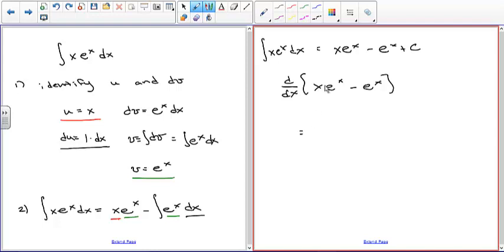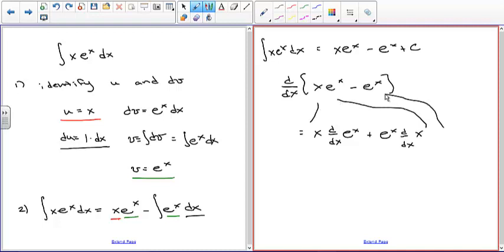So if I take the derivative of the answer, the first term is a product, x times e to the x. So we use the product rule. The product rule says you take the first term, and you're going to get x times the derivative with respect to x of e to the x plus e to the x times the derivative with respect to x of x. So that's this part, okay?